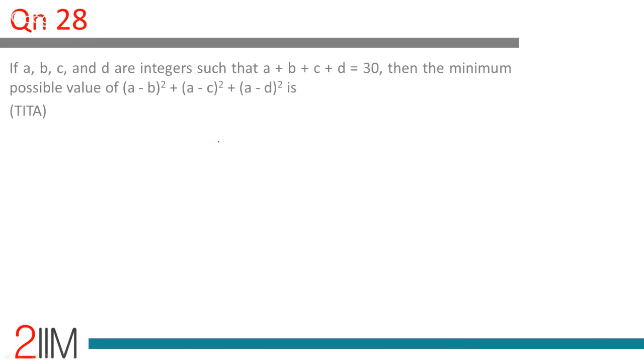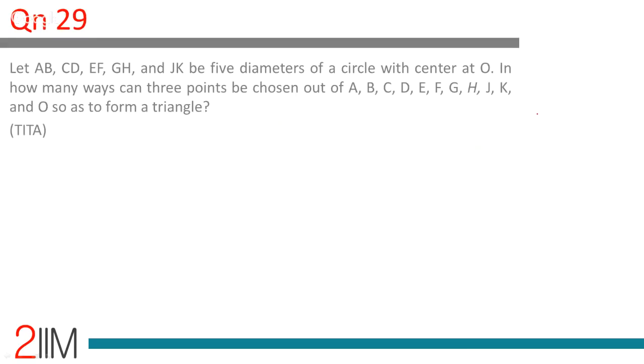A, B, C, and D are integers such that A plus B plus C plus D is 30. Then the minimum possible value of A minus B the whole square plus A minus C the whole square plus A minus D the whole square. Very interesting. I'm going to come back to this. So I'm going to 13, 25, 28 I have left.